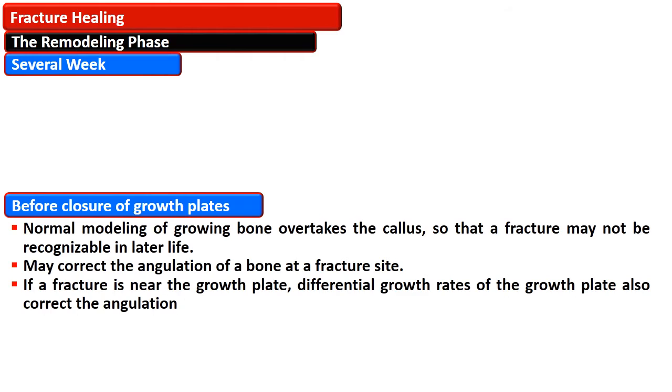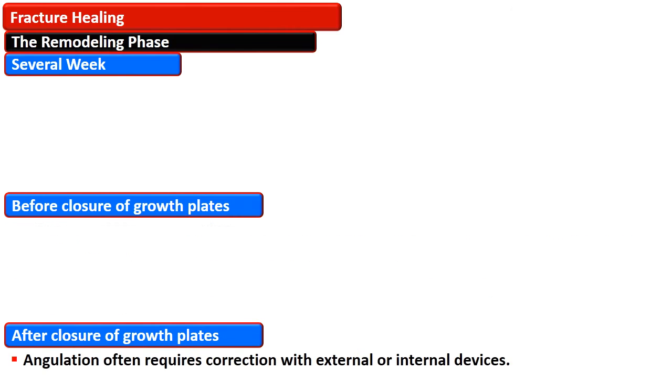If there is a fracture in a child before the closure of growth plate, the fracture is not recognizable in later life, as the normal process of modeling overtakes the callus. This also corrects the angulation, if any, present at the site of the fracture, which requires correction in adults through internal or external devices.